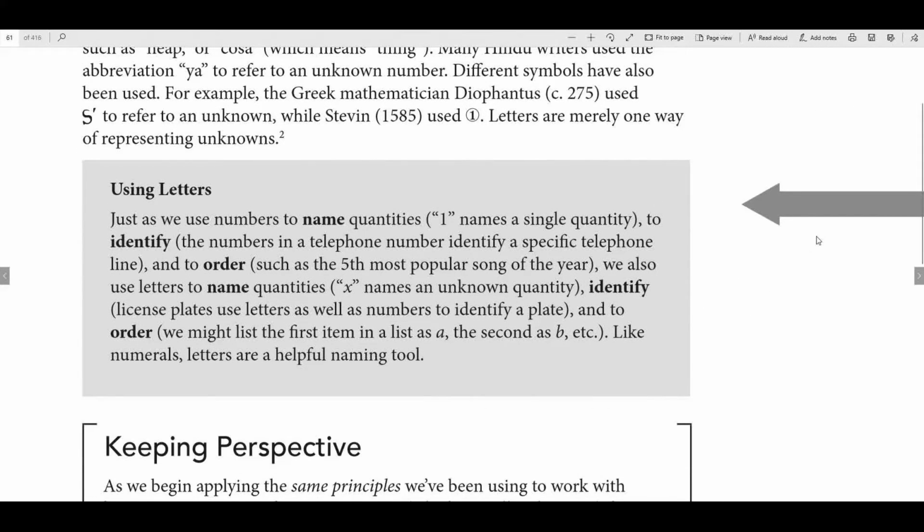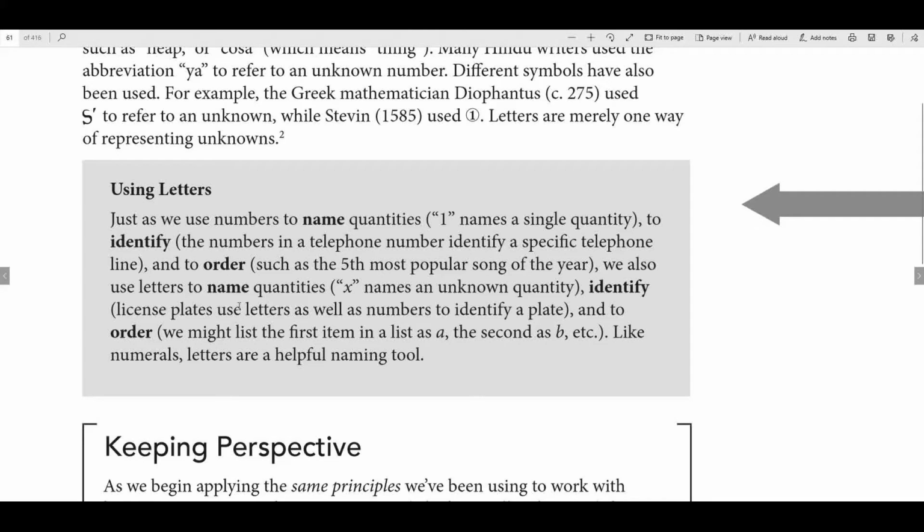The gray boxes with the arrows are always pretty important. Just as we use numbers to name quantities, 1 names a single quantity. Numbers also identify, like the numbers in a telephone number identify a specific telephone line. And they order, such as the 5th most popular song of the year.